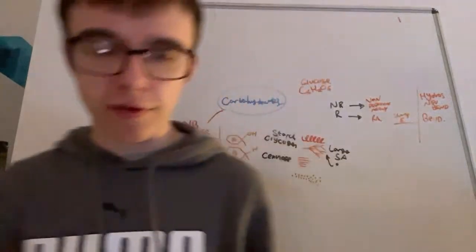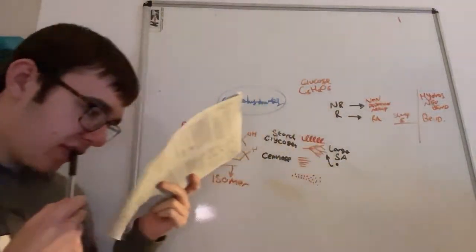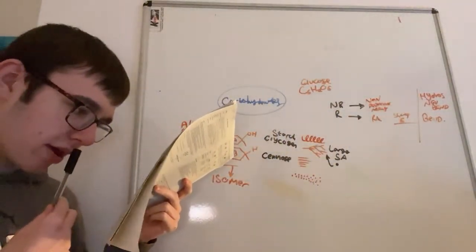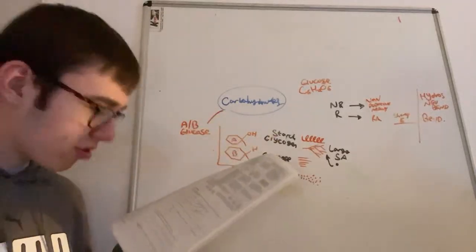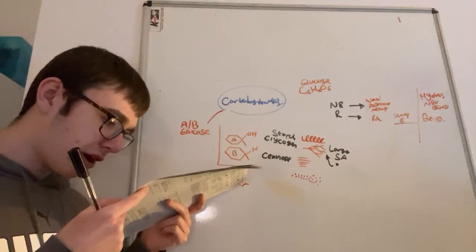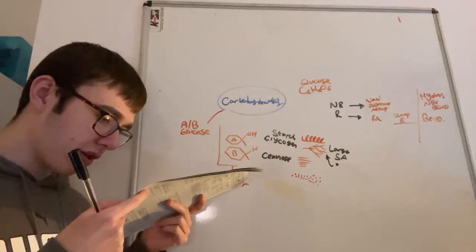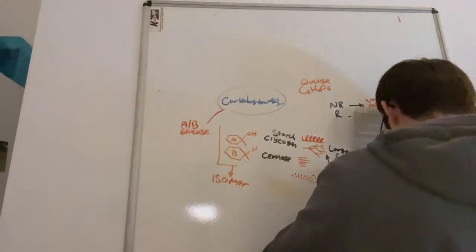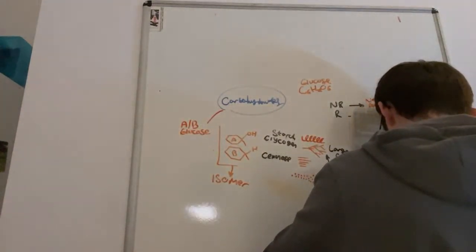Okay, well that was pretty fine. Name the type of reaction that would break down these carbohydrates into their monomers. But we've literally just done this question. Hydrolysis.